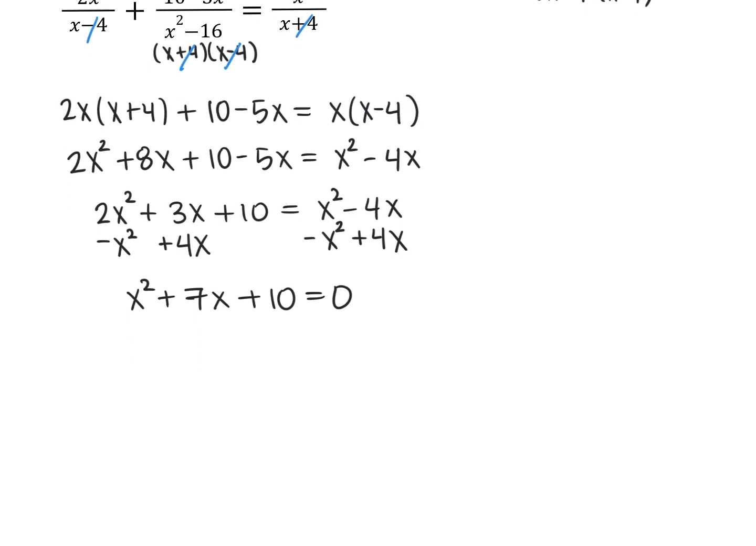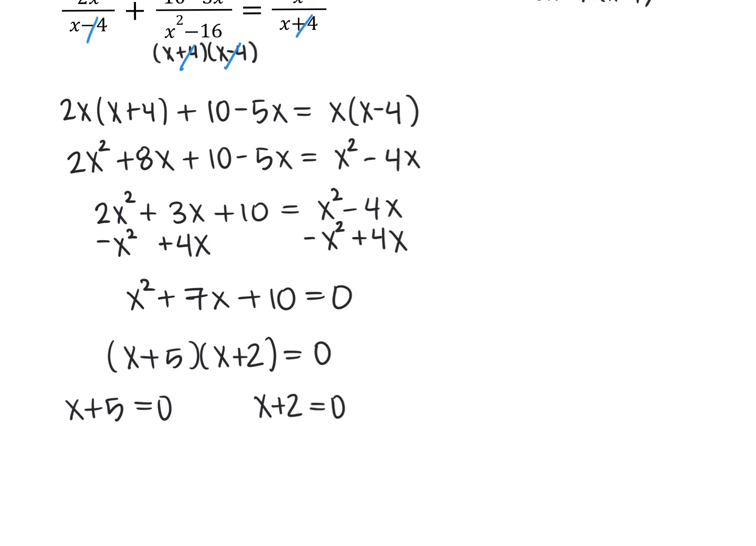I do not have to use the box method to solve for x here. I'm just looking for the numbers that multiply to 10 and add to 7, which are 5 and 2. So we'll have x plus 5, x plus 2 equals 0. So we do x plus 5 equals 0 and x plus 2 equals 0. We'll subtract 5, so we get x equals negative 5, and we'll subtract 2, and we get x equals negative 2.